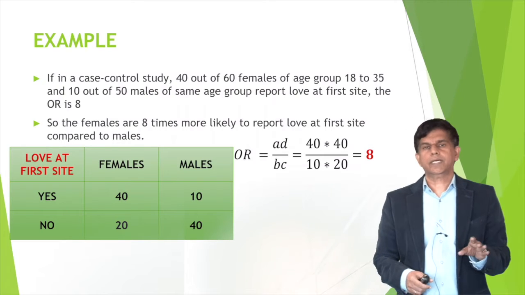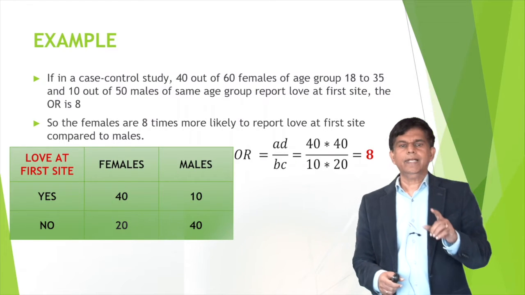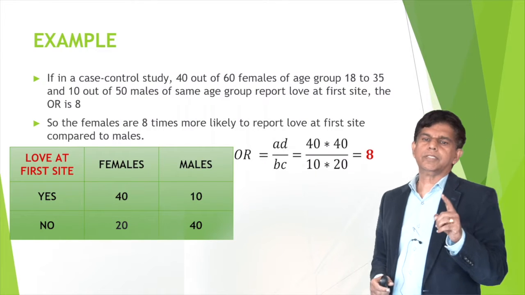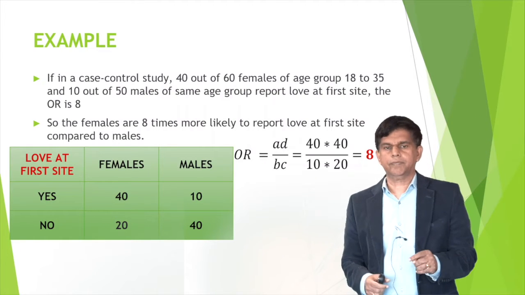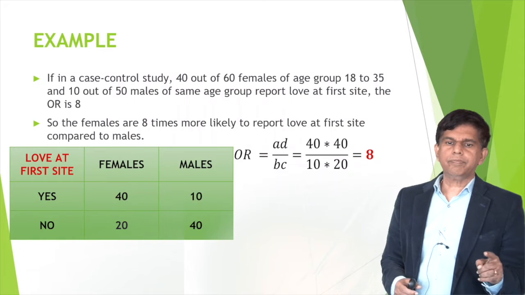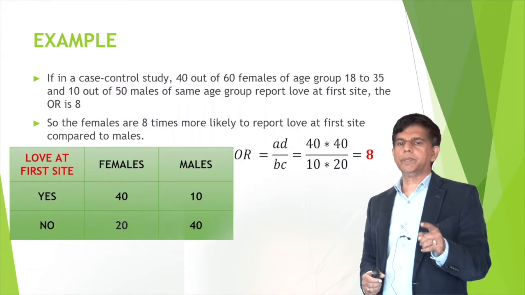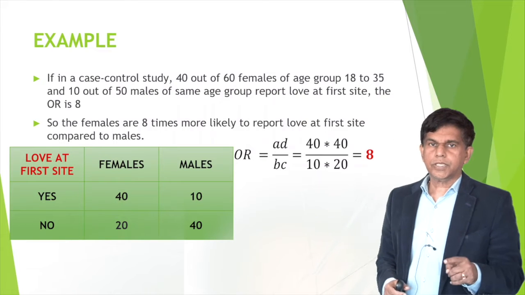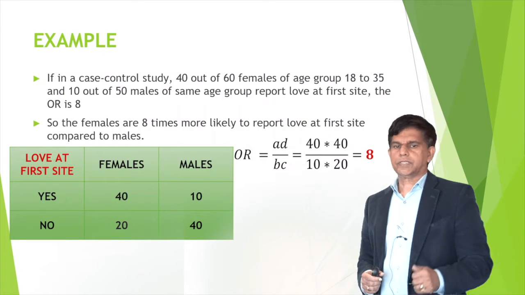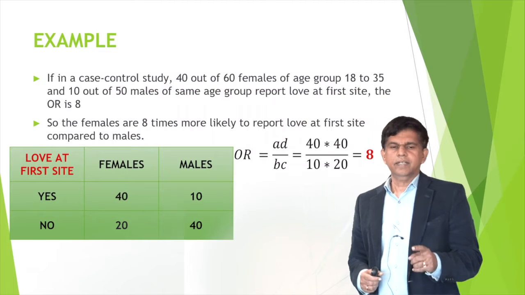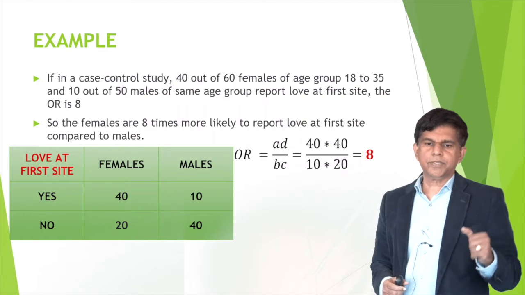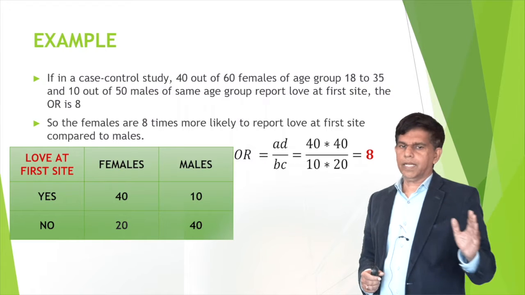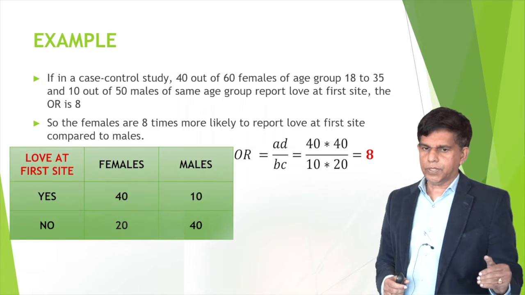So I'm going to give an example at this point. In a case control study, 40 out of 60 females, age group 18 to 35, and 10 out of 50 males of the same age group report love at first sight, and we're going to calculate the odds ratio for love at first sight. You create the 2x2 table, with females and males on the top. On the left side, love at first sight, yes or no.